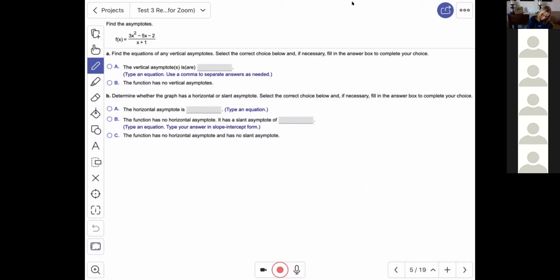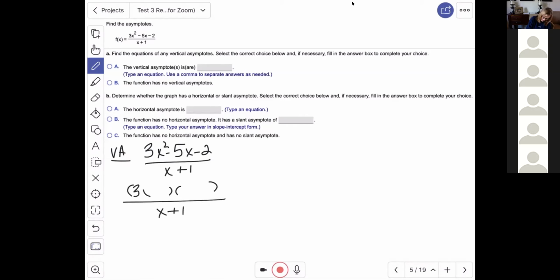We'll do vertical asymptotes first. Once again, it's kind of small, so I'm going to recopy. This one, definitely see if you can simplify. So I'll do that, see if it factors. I think it does.